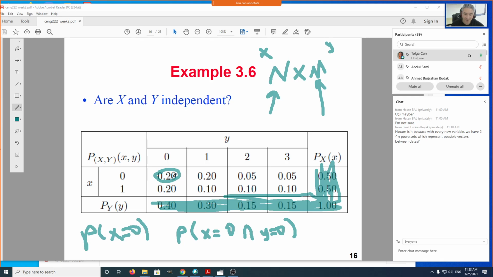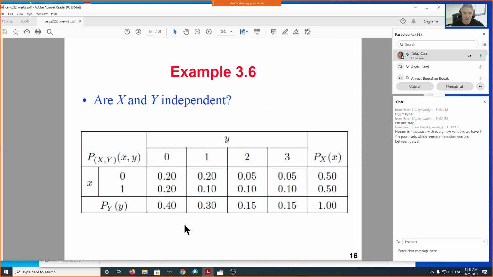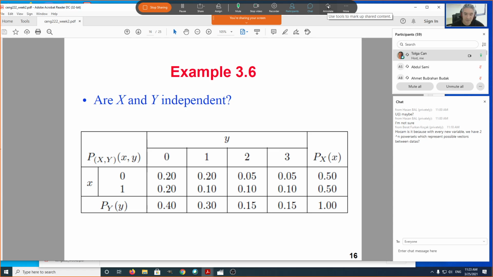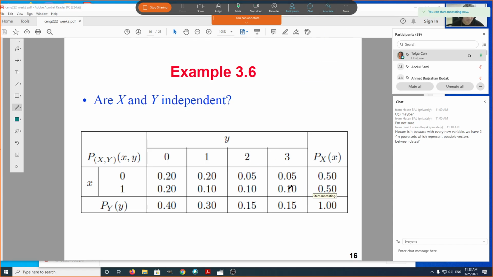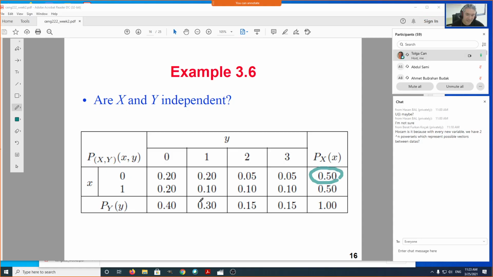Therefore, if I add these intersections, I get 0.2, 0.4, 0.45, 0.50. So this 0.5 here, which I erased actually, is a row sum of this. It basically gives me the individual probability mass function for x. 0.5 is the probability that x is equal to 0. So if this is 0.5, since it can take only two values, the other is also going to be 0.5.